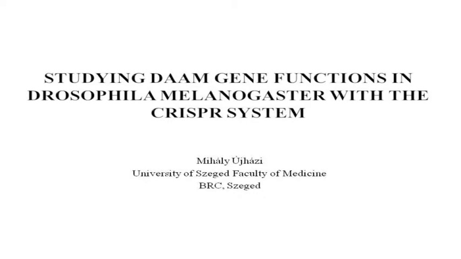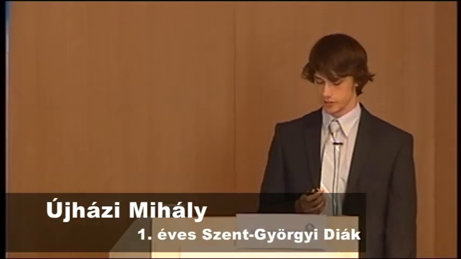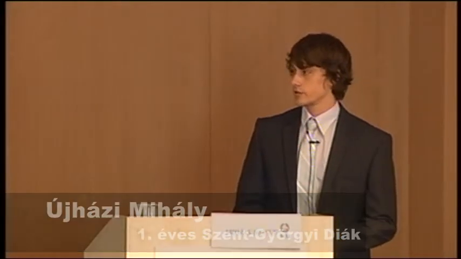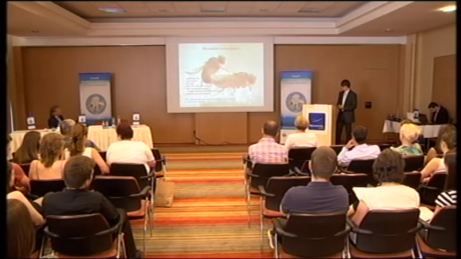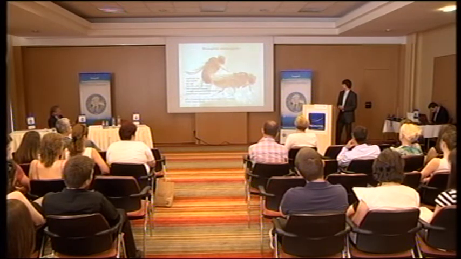Thanks for your introduction, dear guests, dear audience. My presentation is about studying the Dam gene functions in Drosophila melanogaster with the CRISPR system. Drosophila melanogaster is our model animal. They are cheap to keep and easy to grow, and they have a small body size, a short life cycle of approximately 10 days, and a fully sequenced genome. It is also noticeable that roughly 60% of the human proteins have homologs in Drosophila, so they are useful disease models.